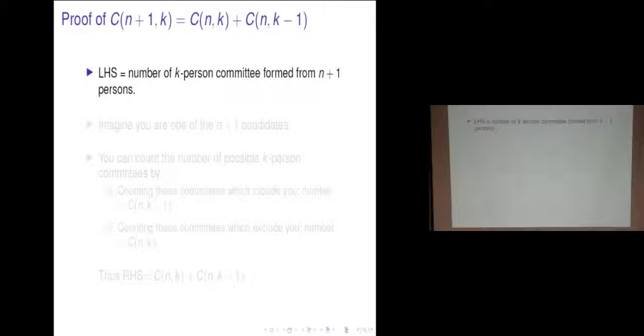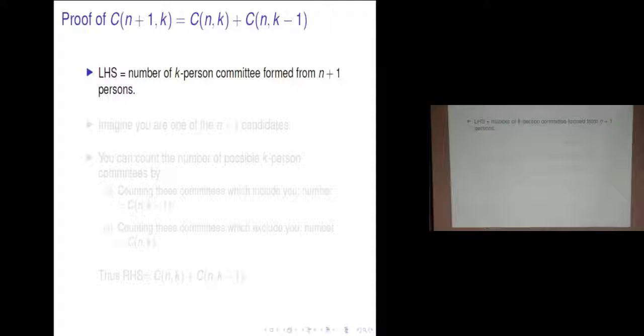Now can we prove it? Yes, we can prove it in two different ways. Let's prove this. To save space, I write C of something. What is the left-hand side here? The meaning of this is the number of k-person committees formed from n plus 1 persons. N plus 1 choose k: you have n plus 1 candidates and you choose k of them. So this is this number.